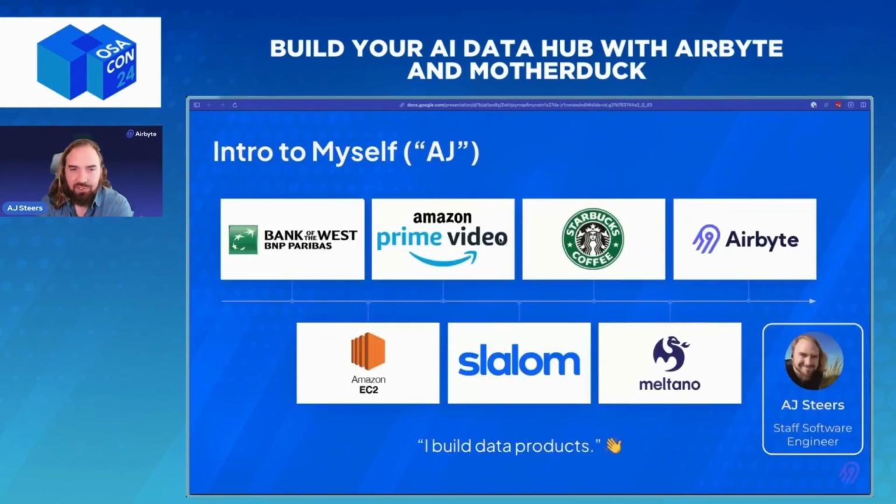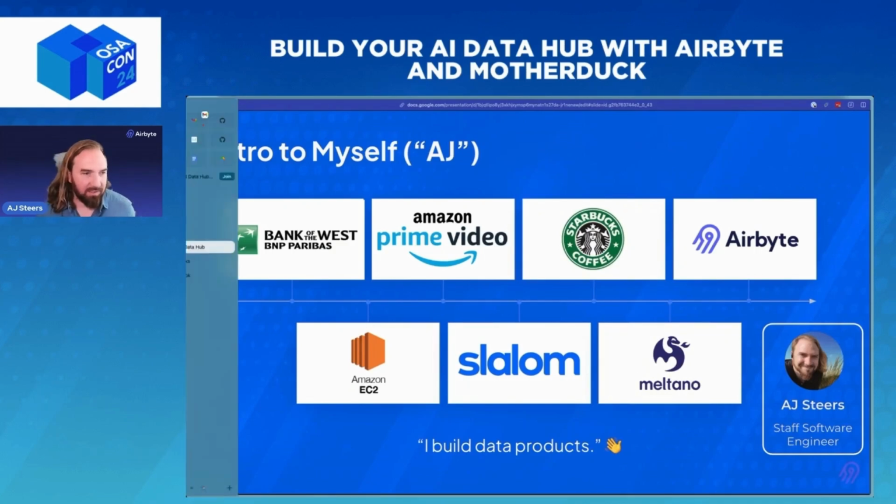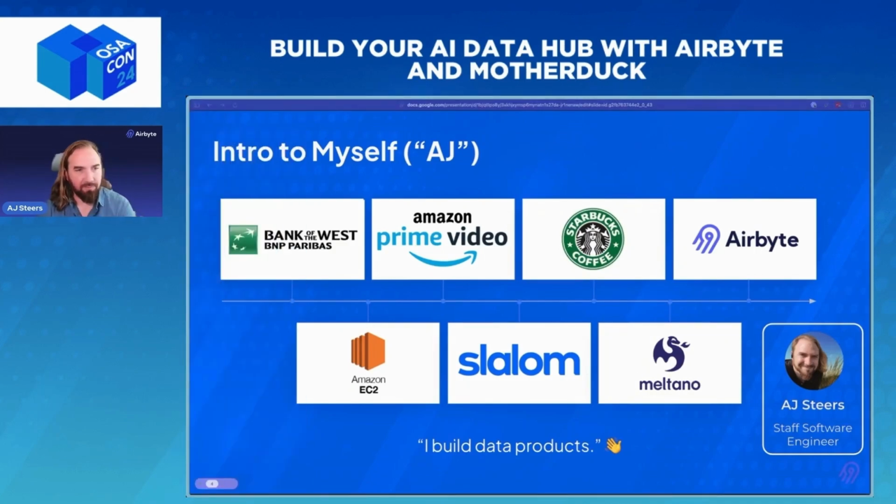So, as Fraser mentioned, I've got some history in open source. I've been into open source, I believe, for about 5 years now, open source data products specifically. Before that, I was in consulting, and before that, I was at some large companies like Amazon Video and EC2. So I just love building data products. So as AI has come on the scene, I've been really thrilled to incorporate data and AI together, and excited to talk to you about that today.